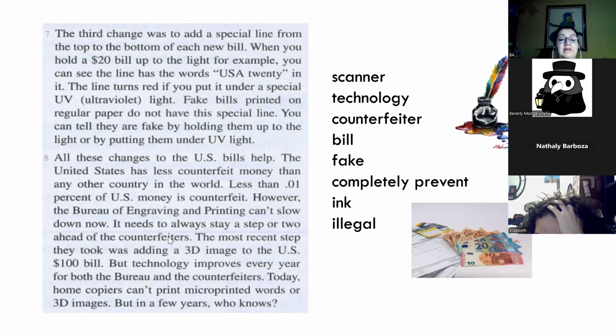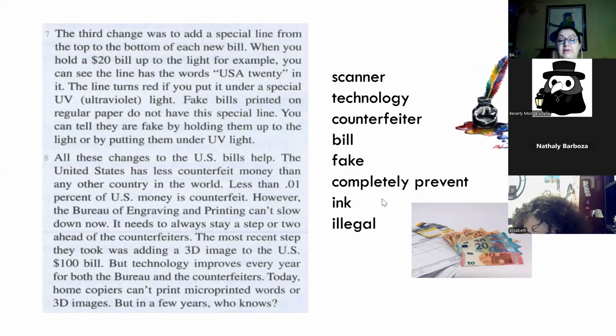Okay, perfect. Now we have some vocabulary from the reading. We have the word scanner. Pronounce with me. Scanner. Technology. Counterfeiter. Remember, counterfeit is a verb. Counterfeiter is a person, the person that counterfeits. Bill. Fake. Completely prevent. Ink and illegal.